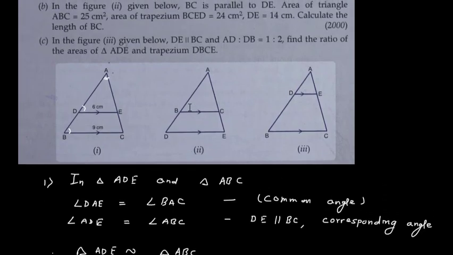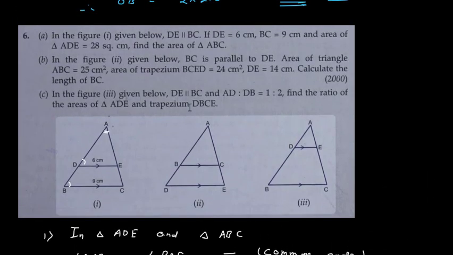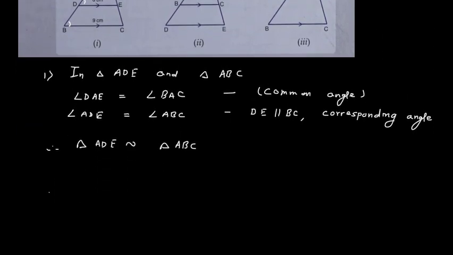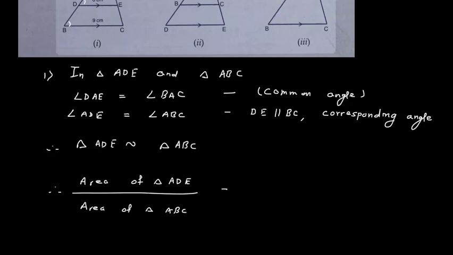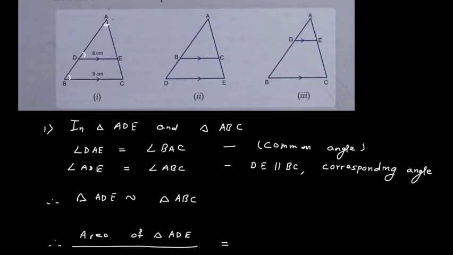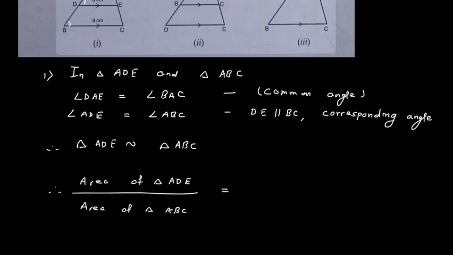Now what is the question? We have to find the area of triangle ABC. So we can say that the area of triangle ADE upon the area of triangle ABC will be equal to the ratio of the squares of corresponding sides, DE square upon BC square.